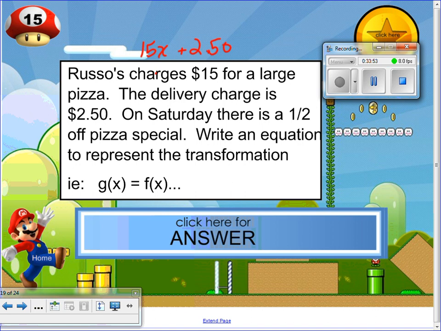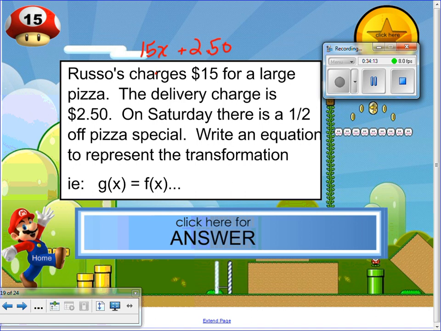Now it says write an equation to represent the transformation. So it's saying we're taking half off pizza special. Now, you're not taking half off the delivery charge, you're only taking half off of the pizza. So we need something where it's only affecting the x part, the pizza part.